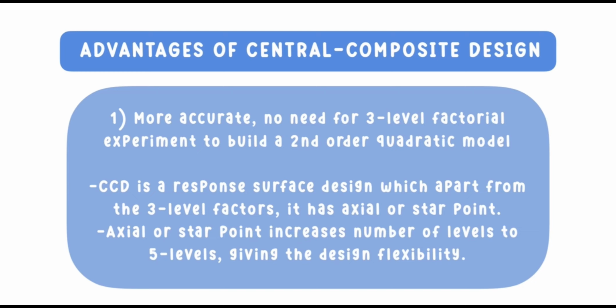So the advantages of central composite design is it is more accurate and no need for a 3-level factorial experiment to build a second-order quadratic model. This is because central composite design is a response surface design, which apart from the 3-level factors, has axial or star points. The axial or star point is usually denoted as alpha, that increases the number of levels to 5 levels, and thereby gives the experimental design flexibility.